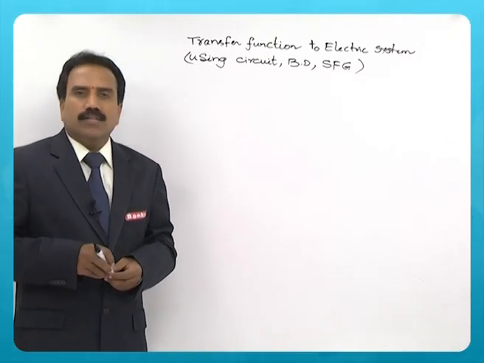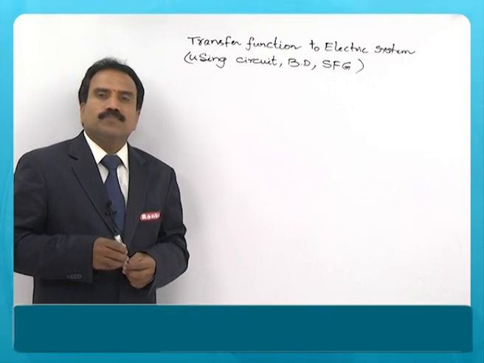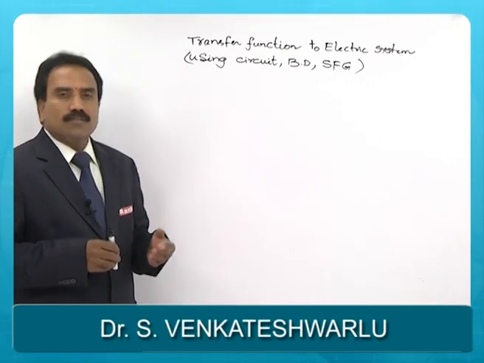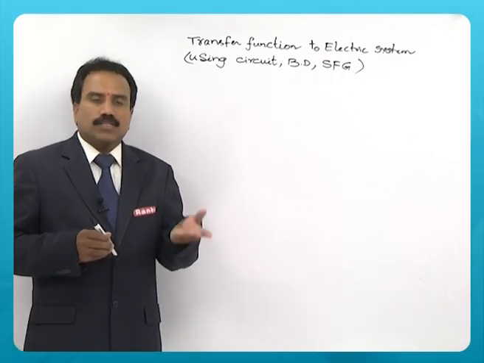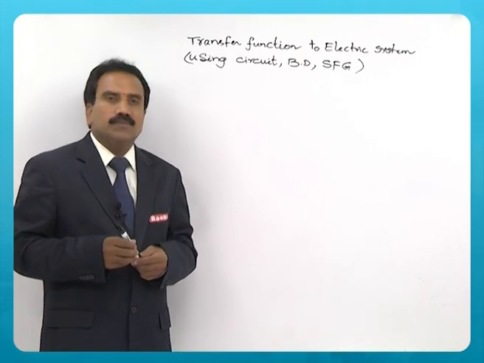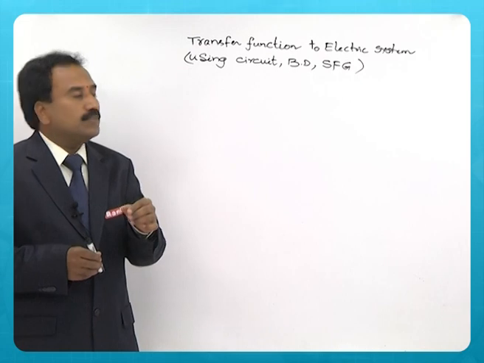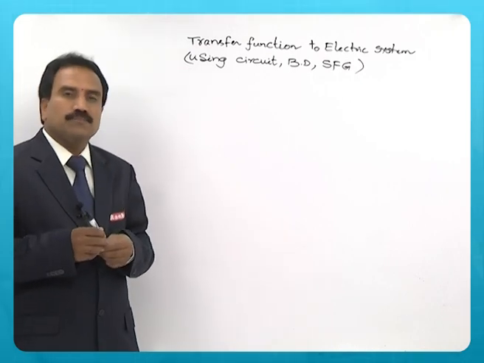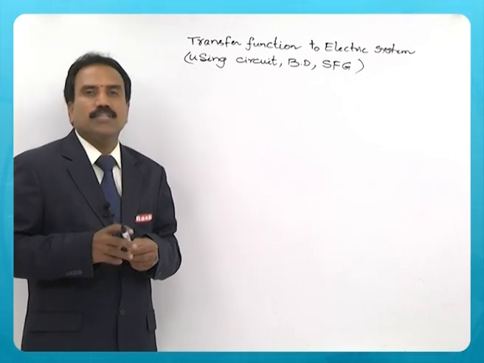Let us find a transfer function to an electrical system using the circuit, the block diagram for the same circuit, and the signal flow graph for the same circuit. So if either of these is given to you, how do you find a transfer function? Let us consider an example which appeared in a previous competitive exam.